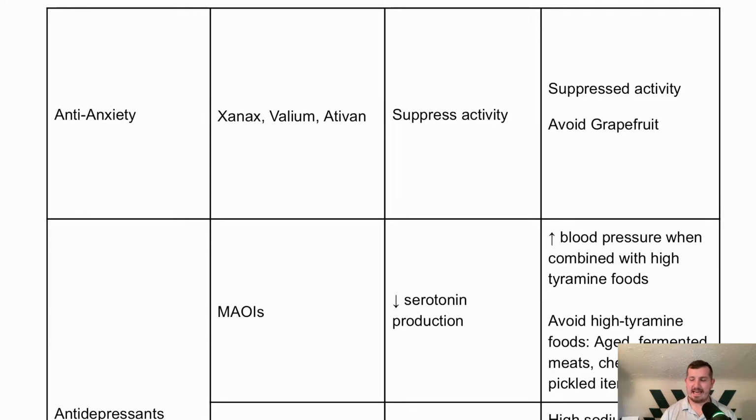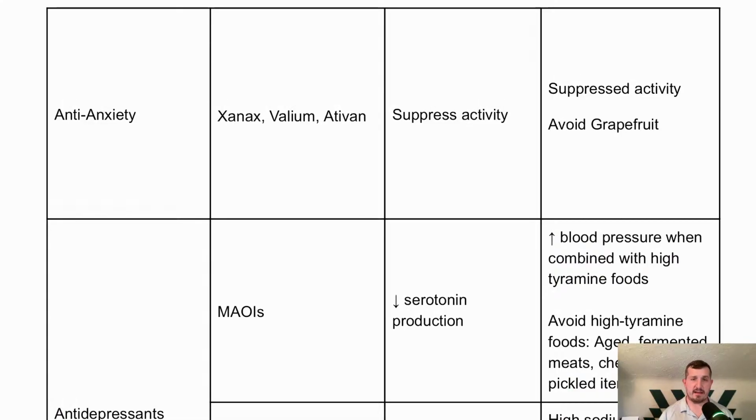Next will be anti-anxiety medications. Anti-anxiety medications, this would include things like Xanax, Valium, Ativan. The purpose of them is to suppress the activity, especially in the brain. So the nutrition effect that occurs is typically suppressed activity, is one. And then it is recommended to avoid grapefruit. Grapefruit can really throw off some of these anti-anxiety medications here. So just avoiding that, like we do with most things too.